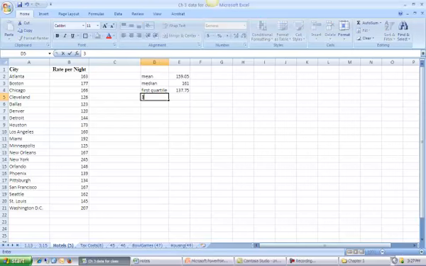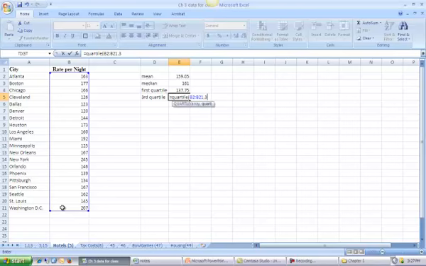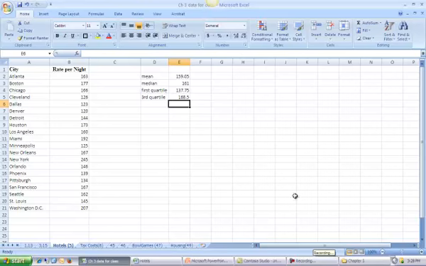So let me change that. So my third quartile, the 75th percentile, is $168.50. So 75% of the hotel rooms cost less than $168.50 per night.